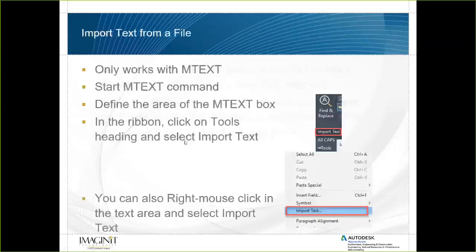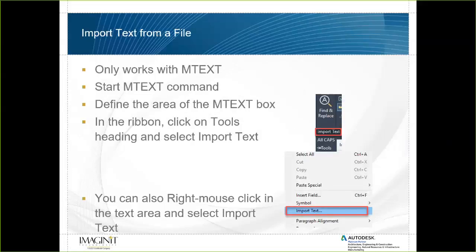Now, import text from a file. This only works with MText. You basically start the MText command. You define the area of the MText box just like you normally would. In the ribbon, you click on the Tools heading, select Import Text, and you can also right-mouse click in the text area and select Import.